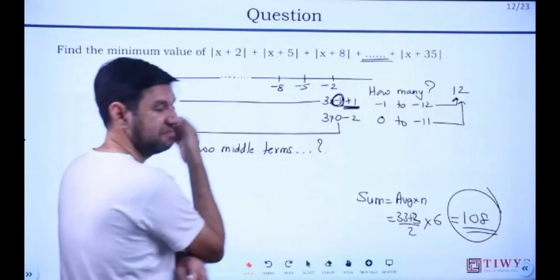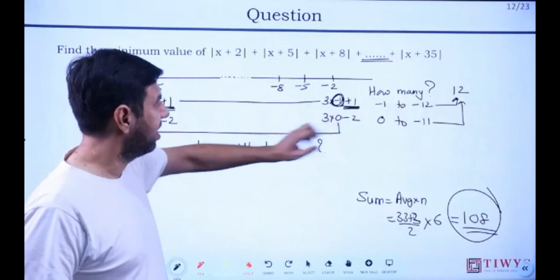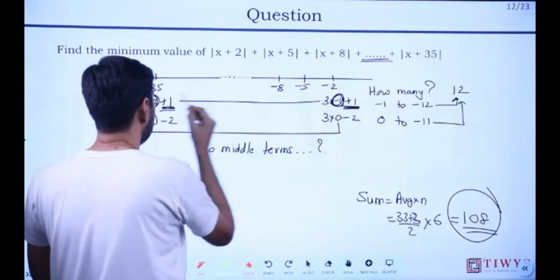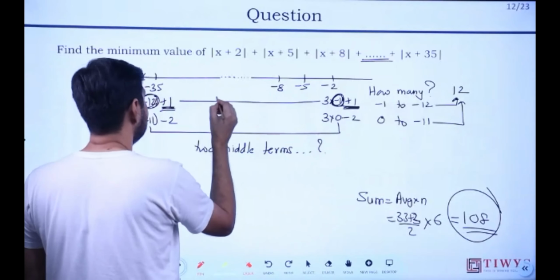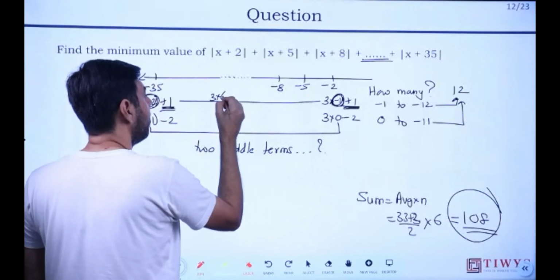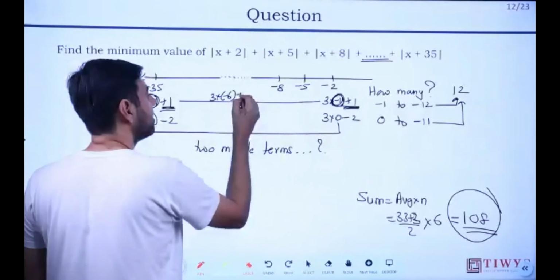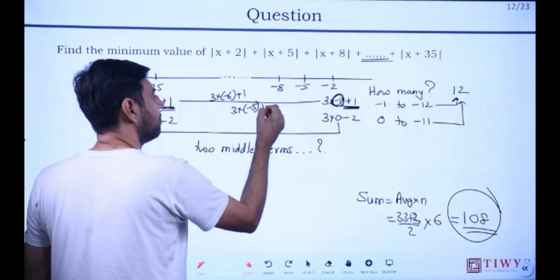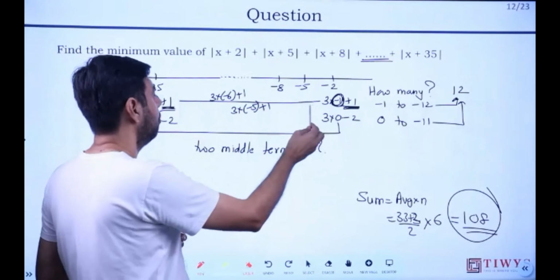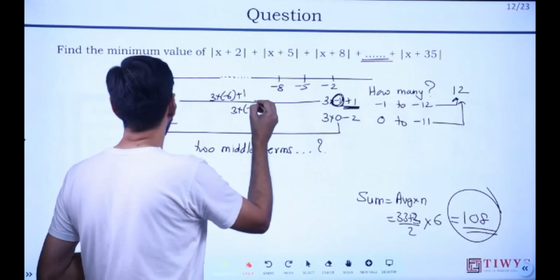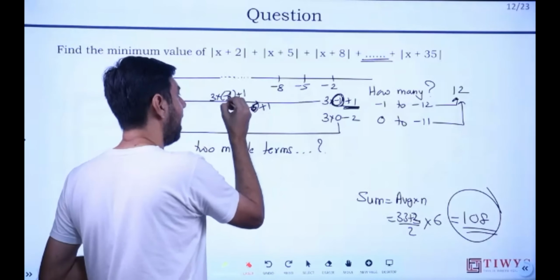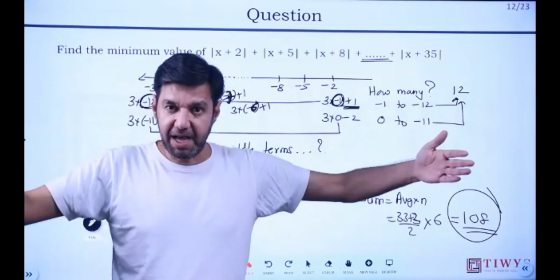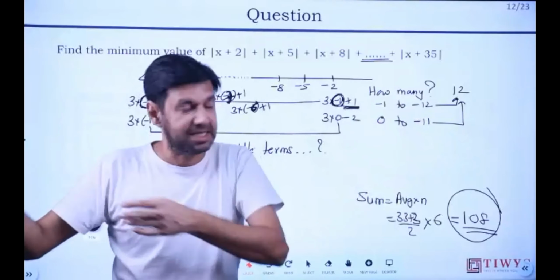What are they? One will have to think again: the middle terms are going to be, if I take -1 to -12, 3 into -6 plus 1 and 3 into -5 plus 1. Now, how do I get that? Oh, sorry, -6 and -7. Look, I made a mistake, right? Because I was speaking. So 12 are there, 6 and 6.